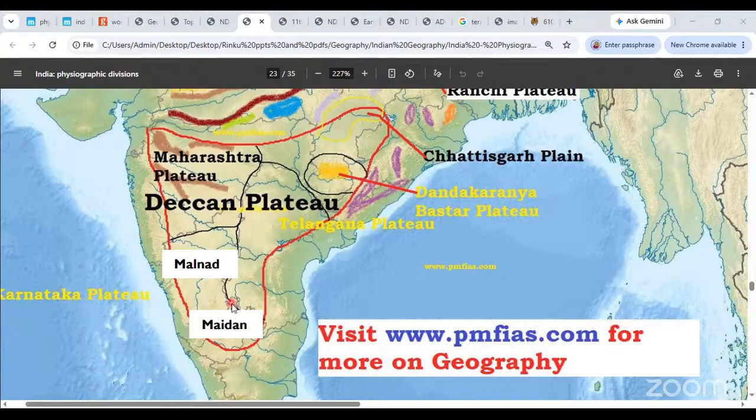The Karnataka plateau gets divided into 2 parts: the Malnad and the Maidan. Two different, distinctive regions. Malnad is the rockier part, and Maidan is the rolling plains part. That is what you find, and this is the general picture. And then of course you should ideally find the Western Ghats and the Eastern Ghats to the west and east of the Deccan plateau. Okay, ठीक है.